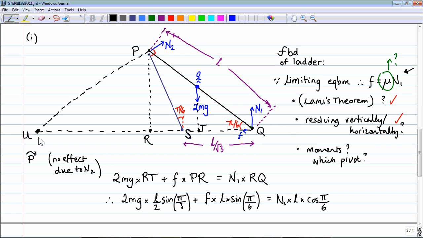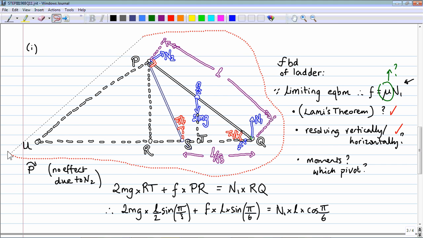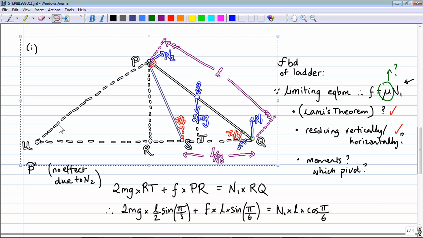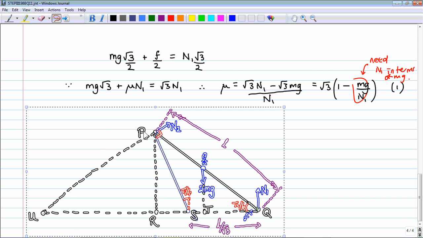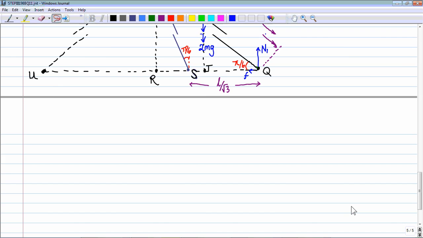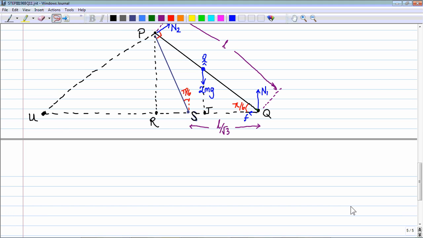Having done that, the moment equation I will get for that pivot point will only involve mg and N1. Yeah? mg here and N1 here. So referring to this diagram, I'm going to have to make a copy of this diagram, otherwise this will be impossible. It's a bit tricky. Okay, I think that worked. Right, let's make a new page. Okay, so I'm going to take U as the pivot.